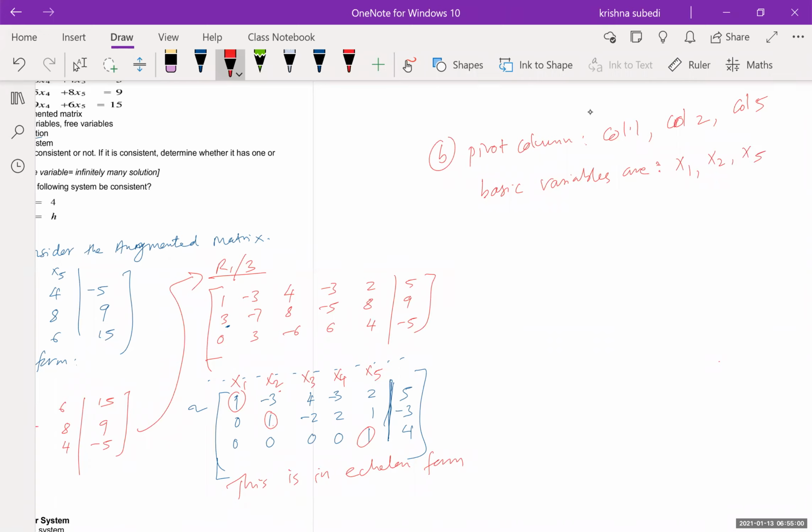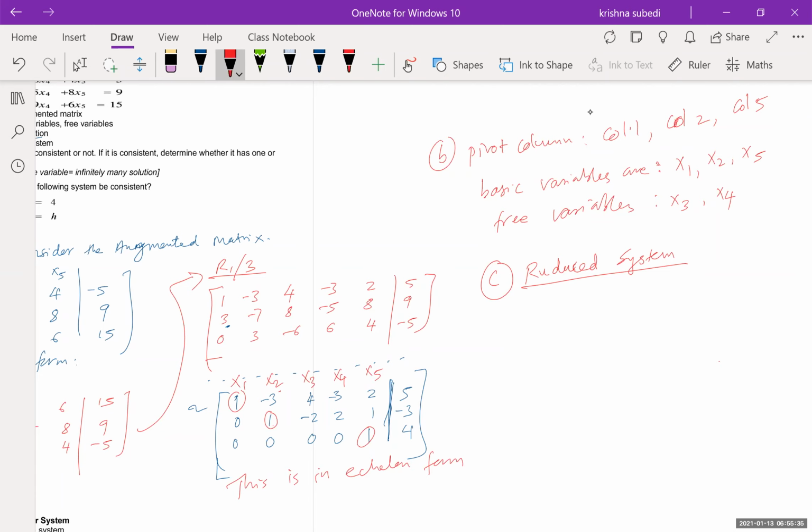Excellent. And what do the free variables mean? Free variables are the remaining ones, right? Which are x3 and x4. Yeah, that's it. Part B is done. Part C: write the reduced form, the reduced system.